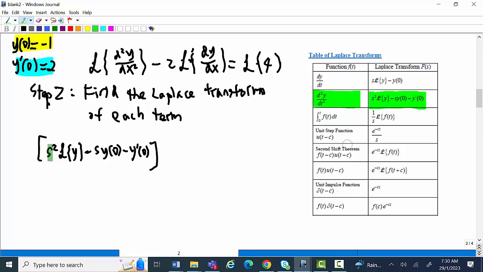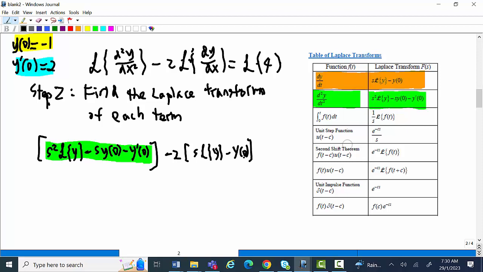Alright, so taking the Laplace transform of the first term, d²y/dx², and minus 2 Laplace transform of dy/dx. It's actually using this formula now. Here, this is equal to, bracket here, s Laplace transform of y. We don't know what y is. We're going to find out what y is here. Minus y(0). So this is for the second term on the left hand side.